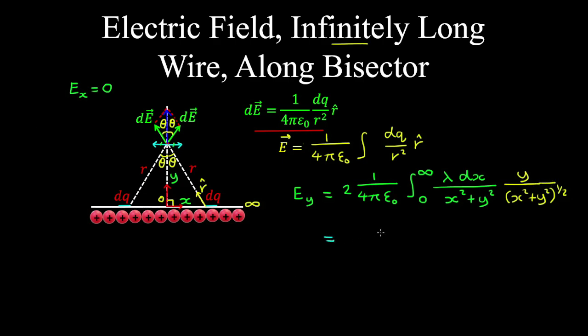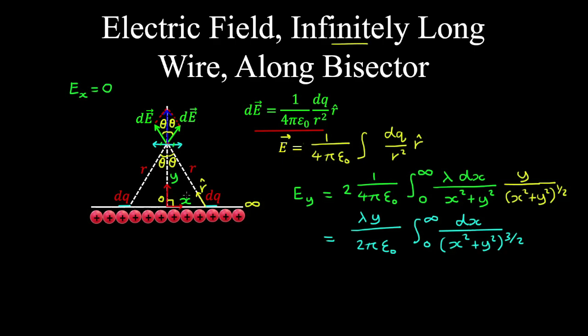And now we can simplify this integral as 1 over 2 pi epsilon naught. And the linear charge density and y are constant, so we're going to take them out of the integral. So we have dx on x squared plus y squared to the power of 3 on 2 in the denominator. And now we can use trig substitution to evaluate this integral.